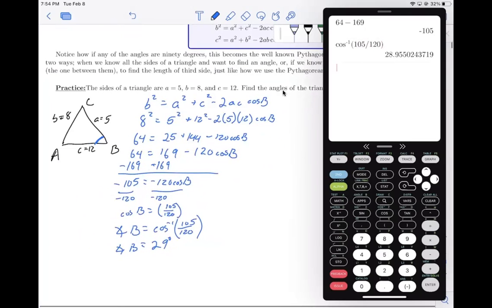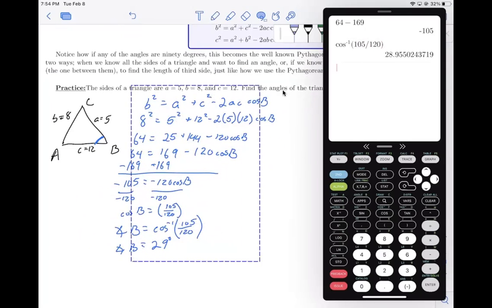Okay, and it's really that simple to use. If we want to find all of the angles, that's not going to work. I want to move this all over, but it's not going to work here.